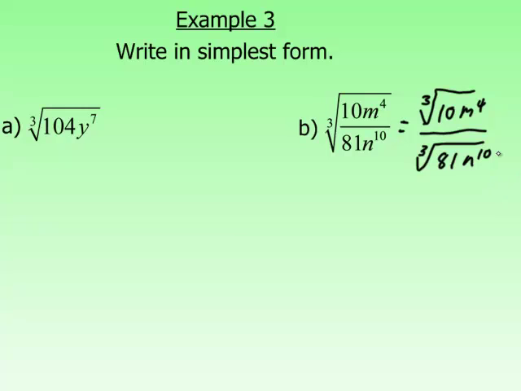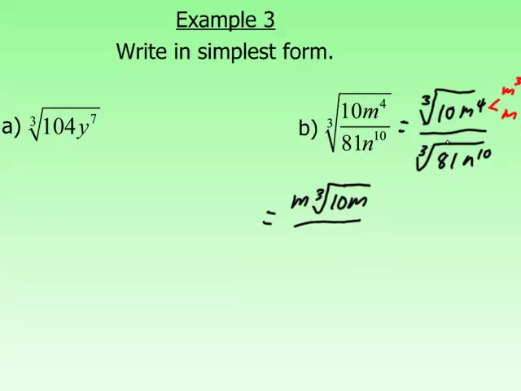Pull out anything I have groups of 3 of. So in the case of the numerator here, I have m to the 4th. Okay, this could be written as m cubed times m. So therefore I can pull out an m because I have a group of 3 m's times the cube root of 10, and I'm left with an m on the inside. And there's no groups of 3 of anything for the 10, so I leave that alone as well.